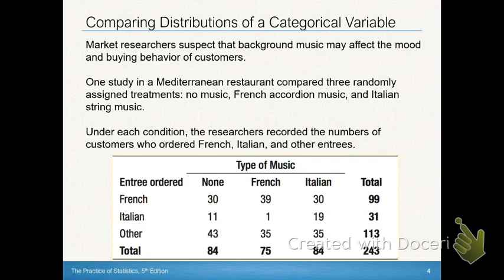So here's our problem that we'll examine. We want to know whether or not playing a certain type of music at a restaurant will impact the type of entree that the customer orders. So this table gives us what kind of music was playing, what entree they ordered, and then all of the subtotals and the grand totals.